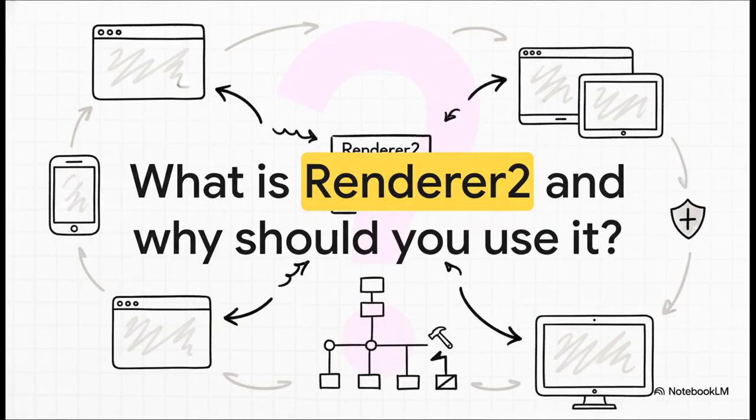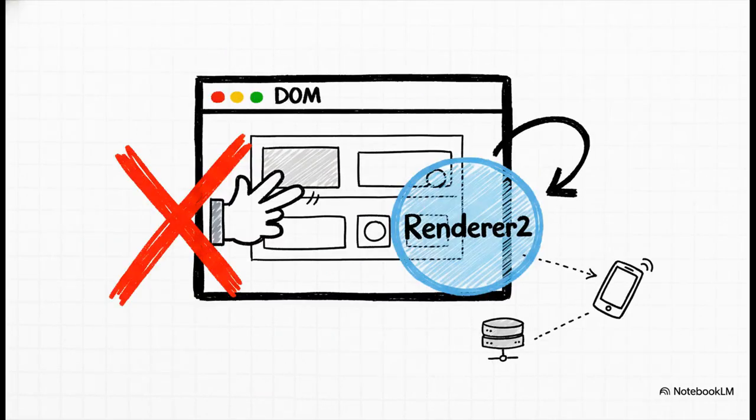Okay, this next question is a big one because it's about safety, security, and making sure your app can run anywhere. The question is, how should you really be interacting with the DOM in Angular? There is one golden rule here, and it's simple. Don't touch the DOM directly. Seriously. Instead, you always go through Angular's security guard, which is called Renderer2.